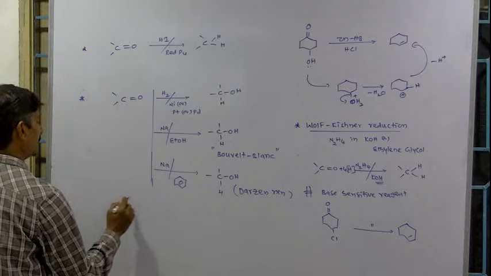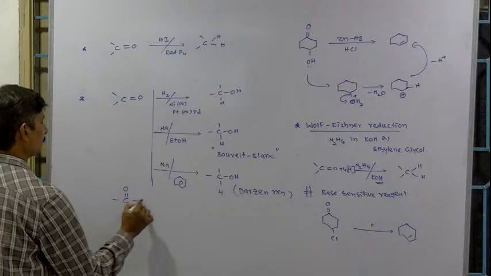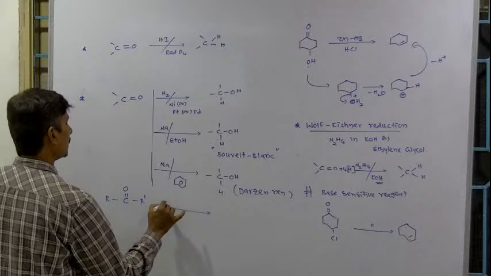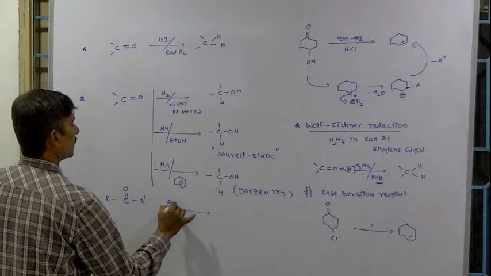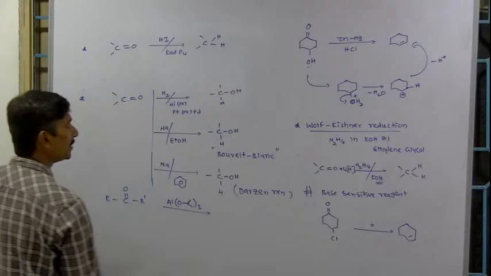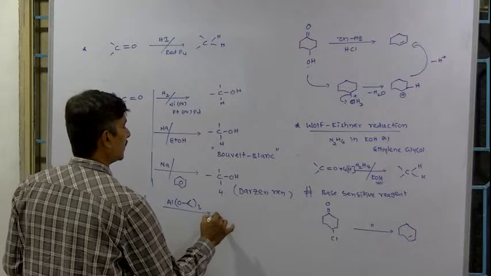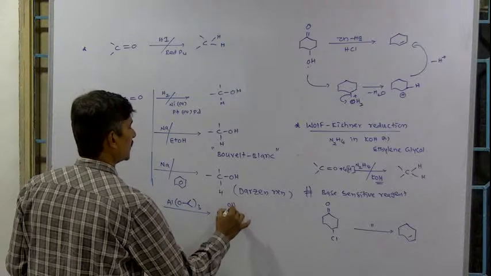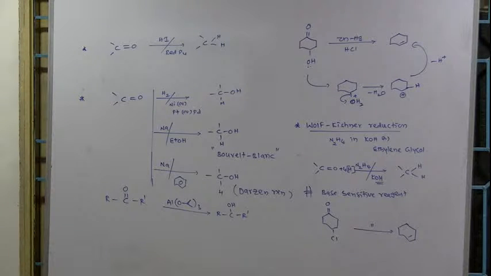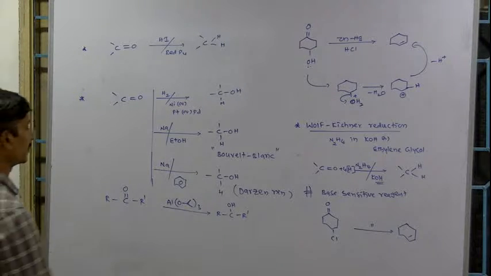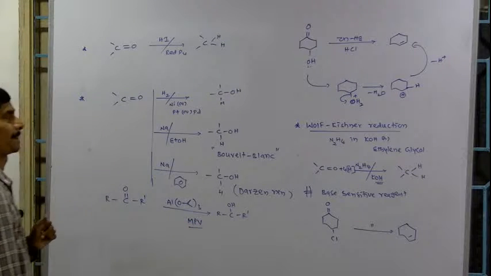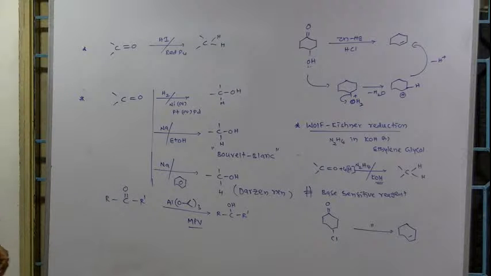And coming to only ketones, treating with aluminium isopropoxide can give secondary alcohol. Anybody of you, what is the name reaction it is? MPV reduction, very good. It is MPV reduction. So these are converting into alcohol.